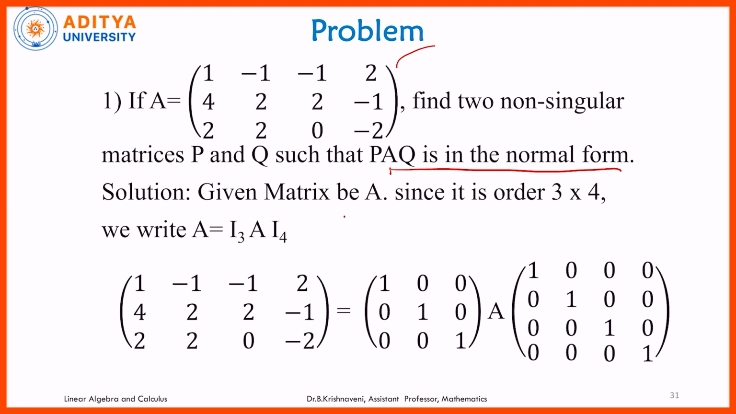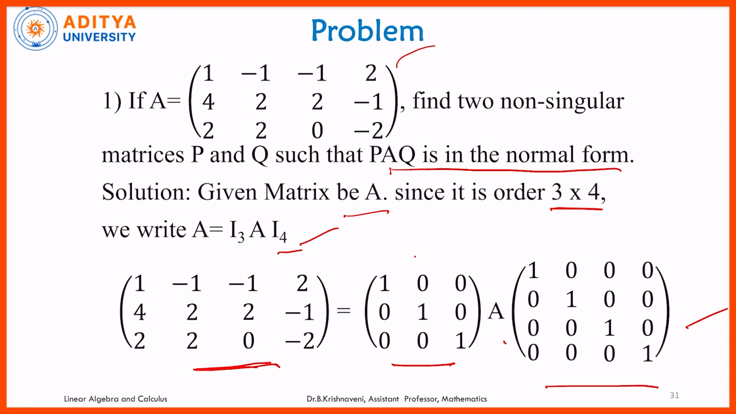Now you can easily see the order of the given matrix is 3 by 4. Hence we need to consider the equation A = I3 A I4, which gives this equation. Here I3 is the identity matrix of order 3, that is 1 0 0, 0 1 0, 0 0 1, A, and I4 is the identity matrix of order 4, 1 0 0 0, 0 1 0 0, 0 0 1 0, 0 0 0 1. Now we need to convert the RHS into normal form by applying row and column operations.